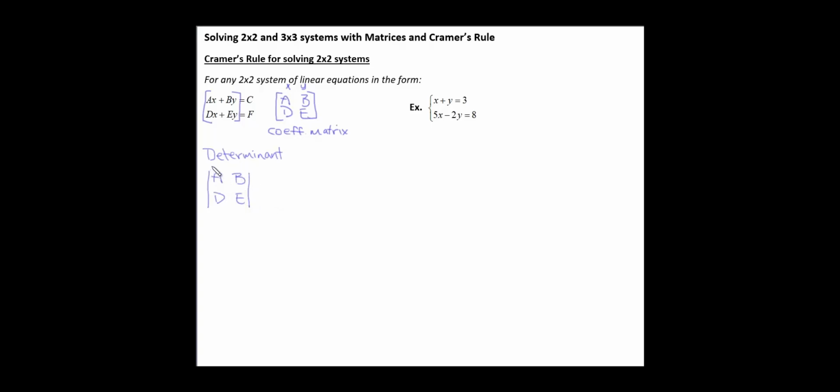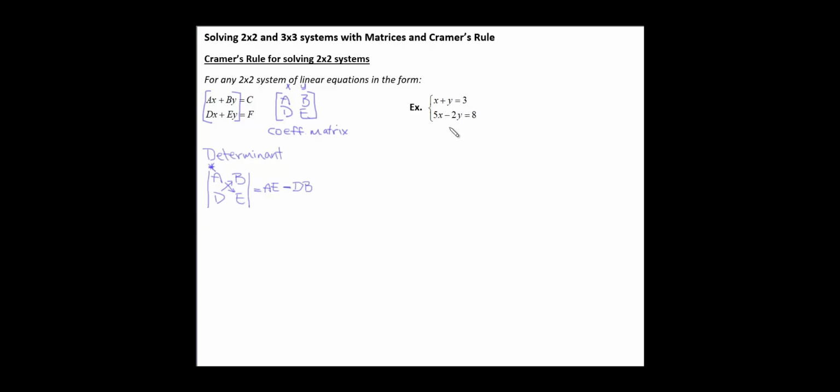To find the determinant, we're going to do 2 things: multiply and subtract. We start in the top left corner, like you're reading a book. We take our first diagonal, a and e, and multiply these together, so I get a times e. Then we subtract the product of my other diagonal: we multiply d and b together and subtract it from the first one. This is the determinant of my coefficient matrix, and it will be some sort of number.